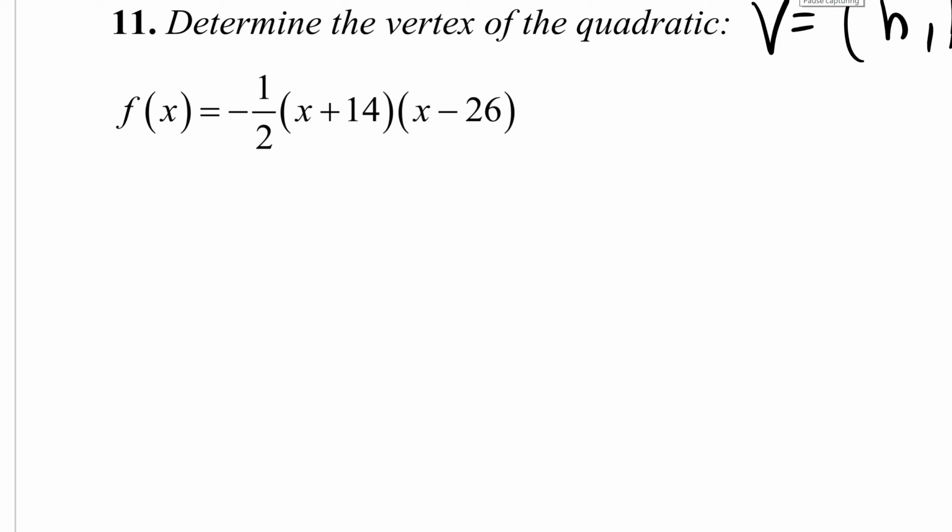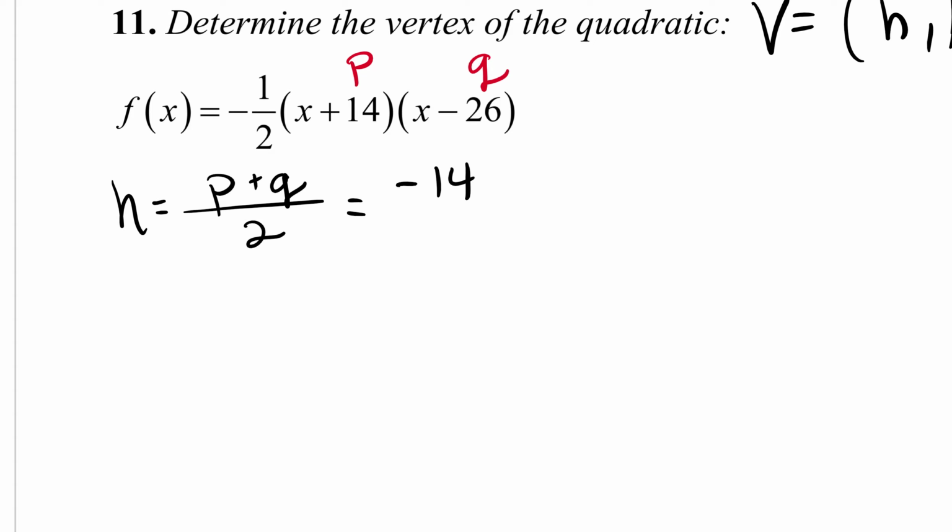So let's start with h, right? So h equals p plus q over 2. Oh, we didn't label. All right, well, let's label. We have p, q, and remember you flip the signs when you take them out of the parentheses. So when I plug these in, I have p, so 14 would be negative 14, and q is minus 26, so plus 26 over 2.